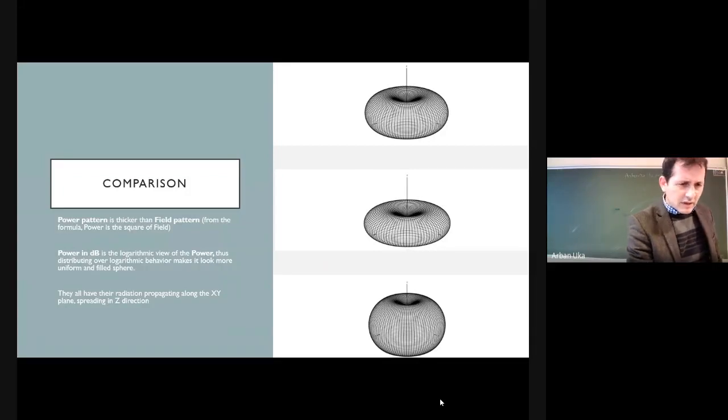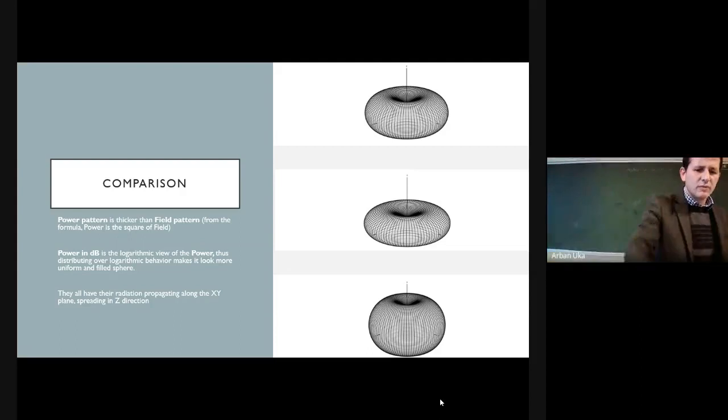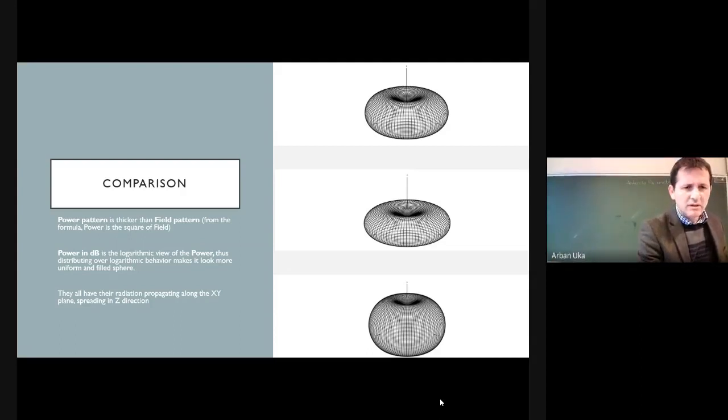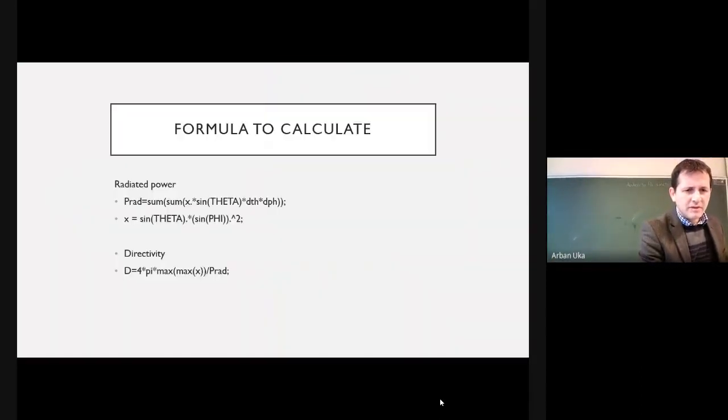Now, if we compare these, the power pattern, I think we also did this one from the theoretical aspect. The power in decibel is the logarithmic scale of the power, because each time we have the power, we calculate the logarithm base 10 and multiply it by 10. So this would be the logarithmic view, but multiplied by a factor of 10. Okay, it's not a pure logarithm. Directivity functions can also be used.